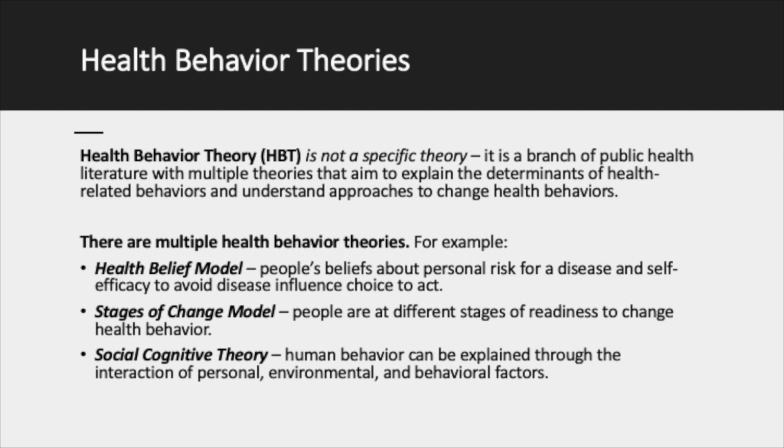The second one here is the stages of change model. This model is about individual readiness to adopt healthy behaviors. And it proposes that people are at different stages of readiness. For example, we could consider readiness to quit smoking among people who smoke.